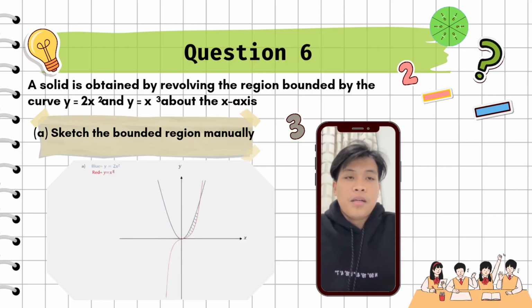I manually sketched it on my iPad, using my notes to sketch the graph manually. As we can see, the blue color is y = 2x² and the red one is y = x³.